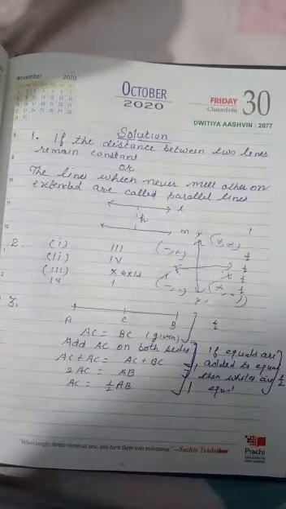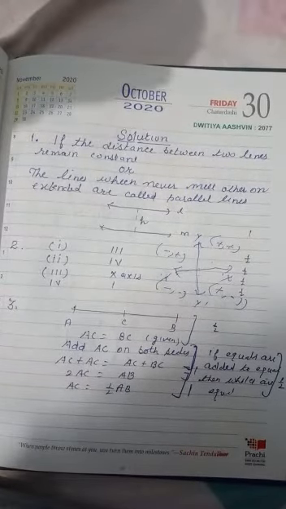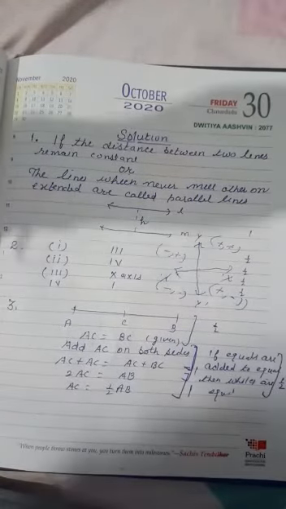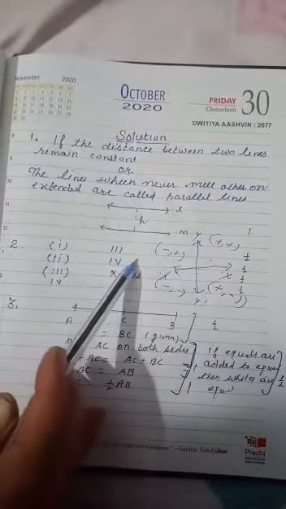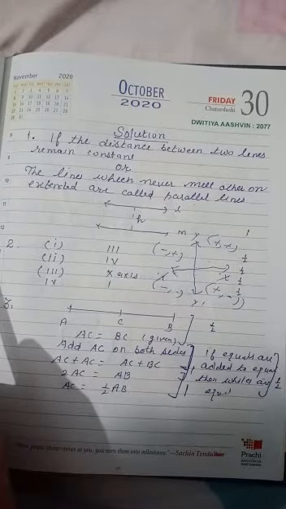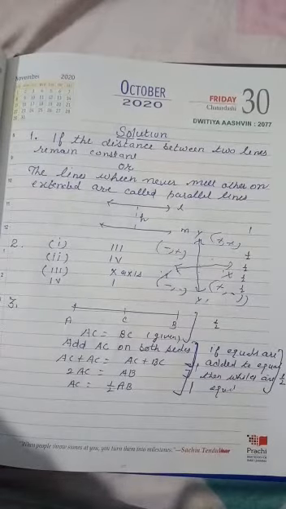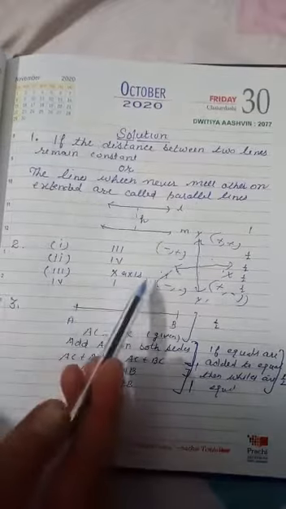Now the second point is (3, -4). That means the value of x is positive and the value of y is negative, so that will lie in the fourth quadrant. Now the third part, that is (2, 0). (2, 0) means the value of x is given while the value of y is 0. If the x value is given and the y value is 0, the point lies on the x-axis. Clear? So it will lie on the x-axis.